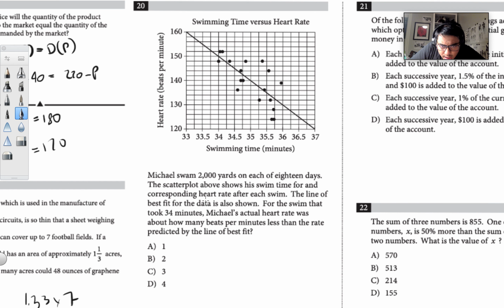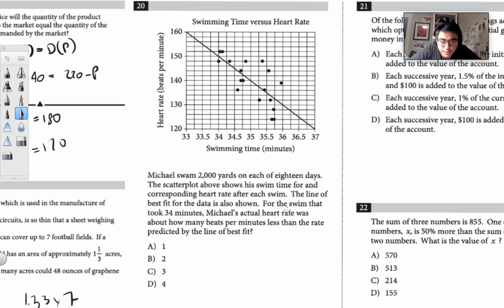Okay, Michael swam 2,000 yards on each of the 18 days. The scatter plot above shows his swim time and corresponding heart rate after each swim. The line of best fit for the data is also shown. For the swim that took 34 minutes, Michael's actual heart rate was about how many beats per minute less than the rate predicted by the line of best fit.